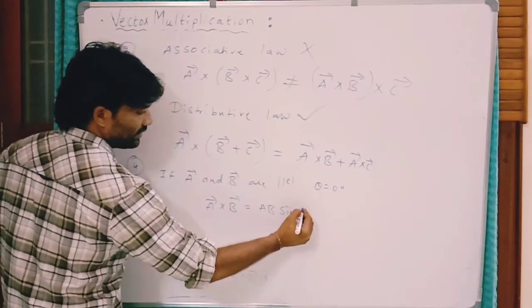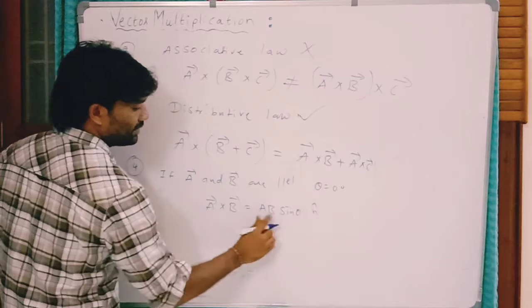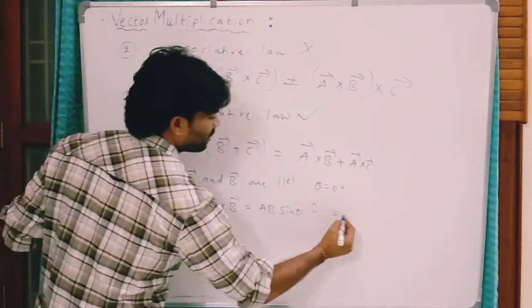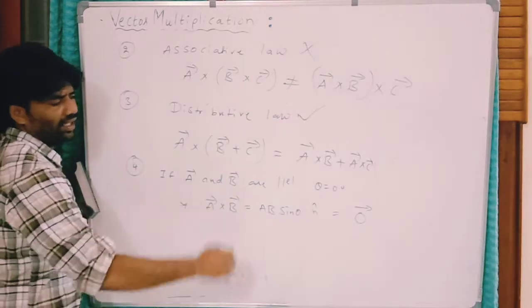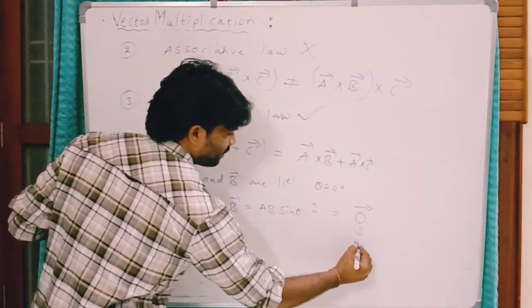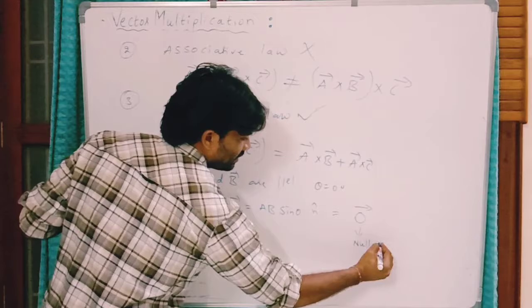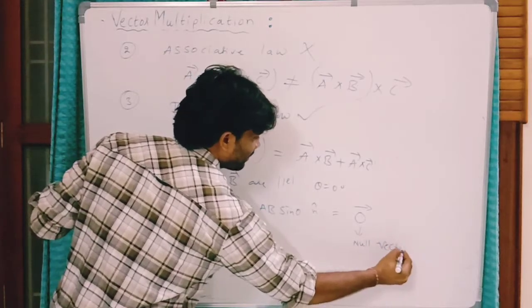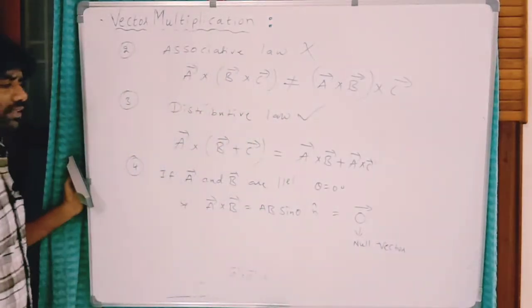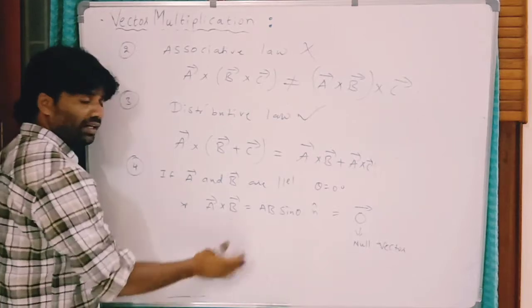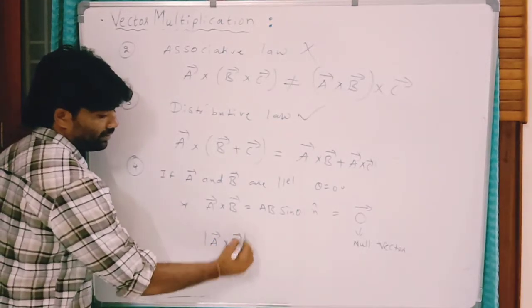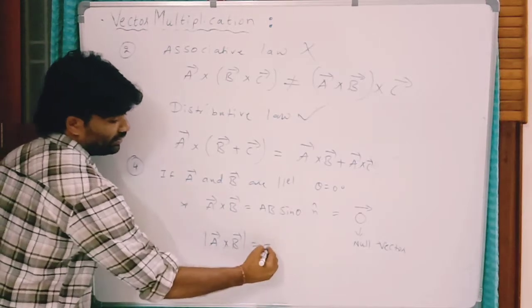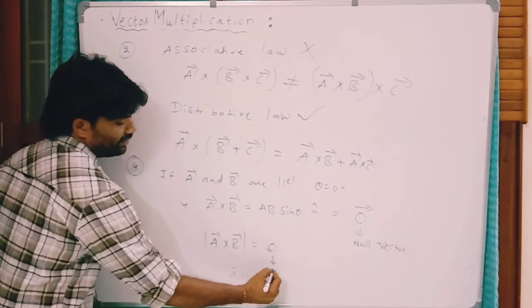So this is sine 0 into n cap. So 0 into n cap gives what? Null vector. You can say that is O bar or null vector, but not 0. You should not say 0. This is a null vector. The cross product of two vectors, if they are parallel to each other, is a null vector. But if you take the magnitude, the magnitude of the cross product of two parallel vectors is 0.